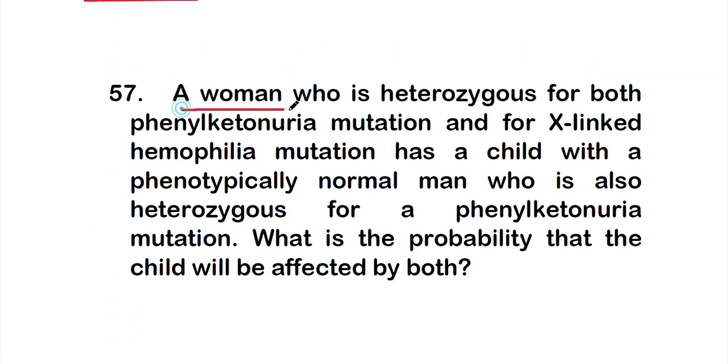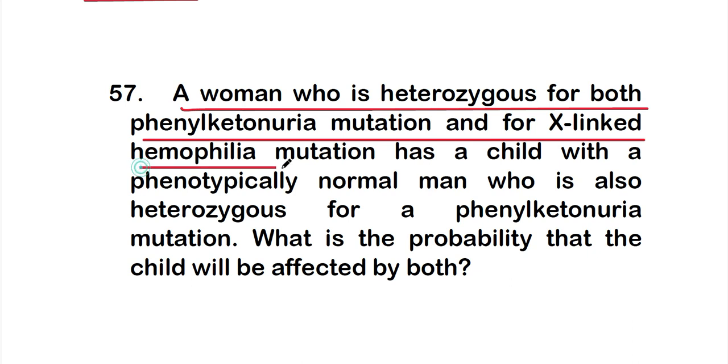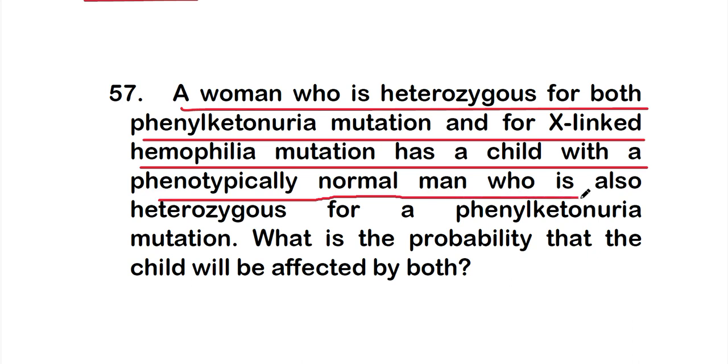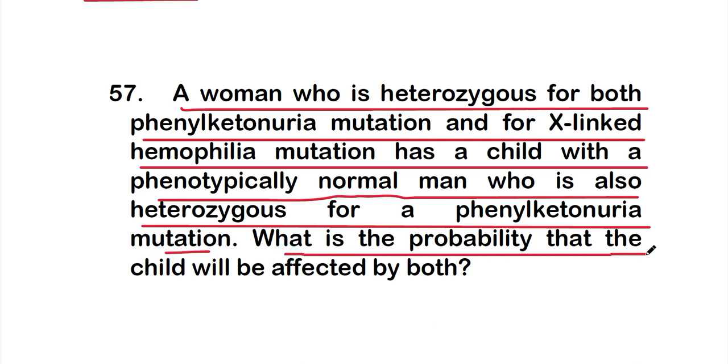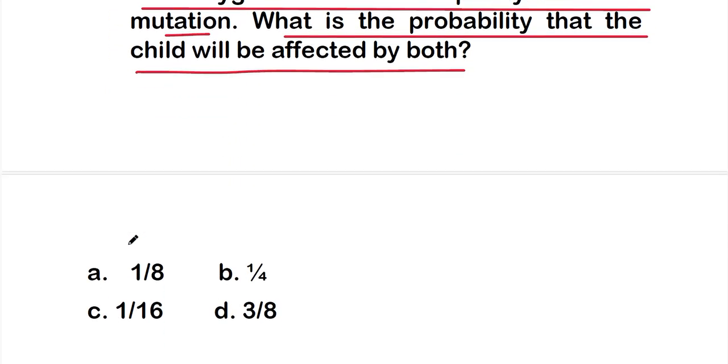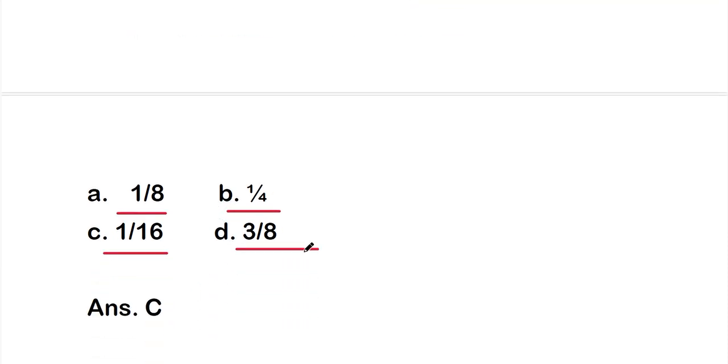A woman who is heterozygous for both phenylketonuria mutation and for X-linked hemophilia mutation has a child with a phenotypically normal man who is also heterozygous for a phenylketonuria mutation. What is the probability that the child will be affected by both? The options are option A 1 by 8, option B 1 by 4, option C 1 by 16, option D 3 by 8, and the right one is option C, that is 1 by 16.